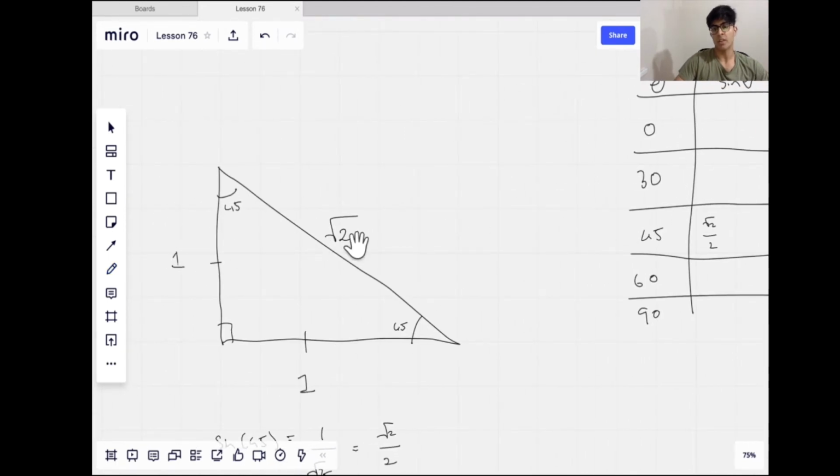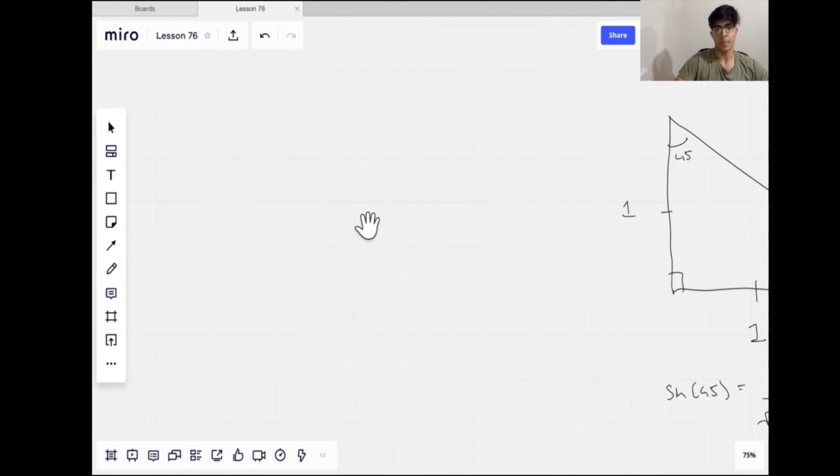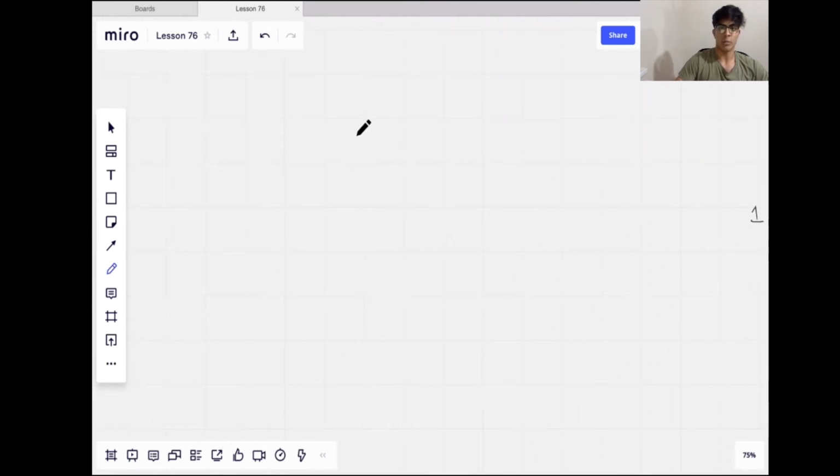Now let's think about sine 60. When we have 60, what we can do is create an equilateral triangle. I'm actually going to use the triangle tool on here.